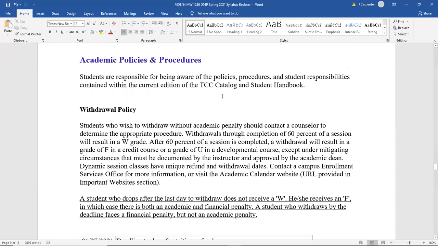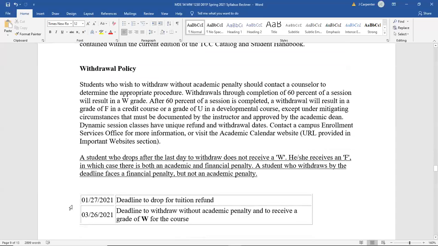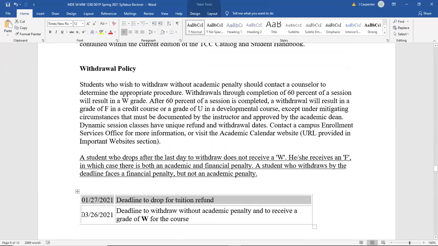We've already heavily talked about the withdrawal policy, except for the dates. Actually, no, we did talk about the dates earlier. January 27th, tuition refund. March 26th is the W date. If you try and withdraw after that, you're going to need an extenuating circumstance and paperwork to get a W instead of the F, like you moved to Canada or you're 9 months pregnant or something like that.